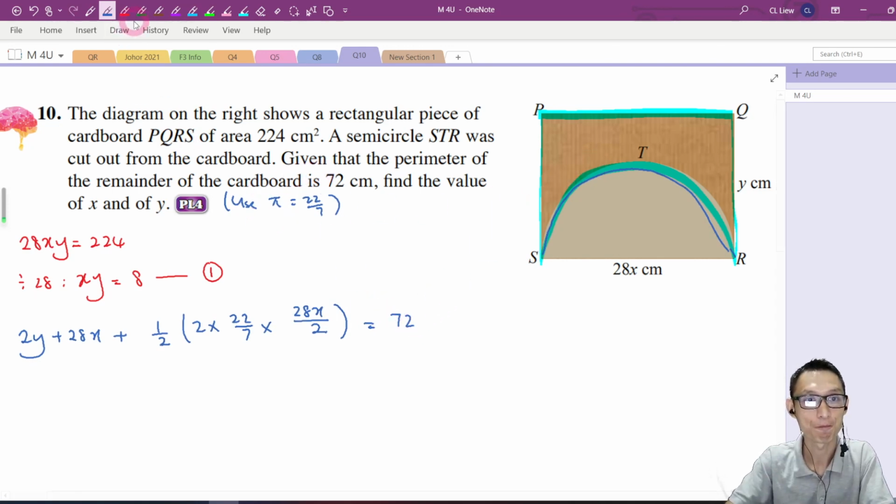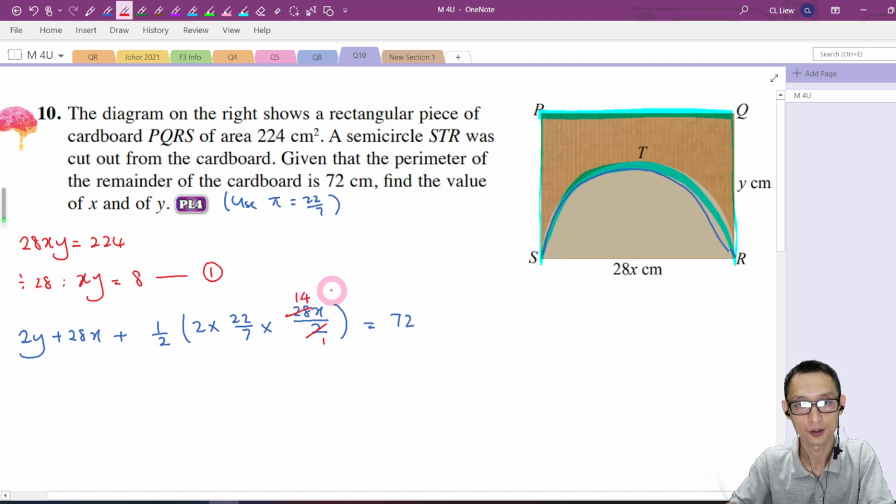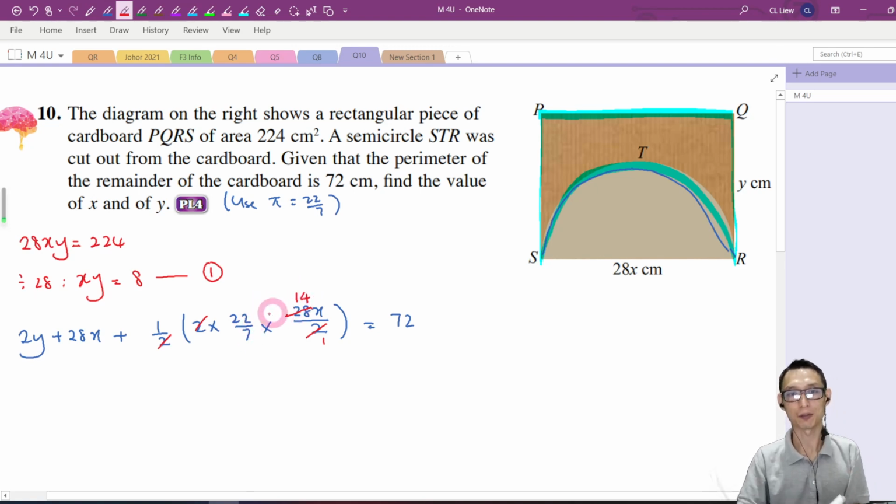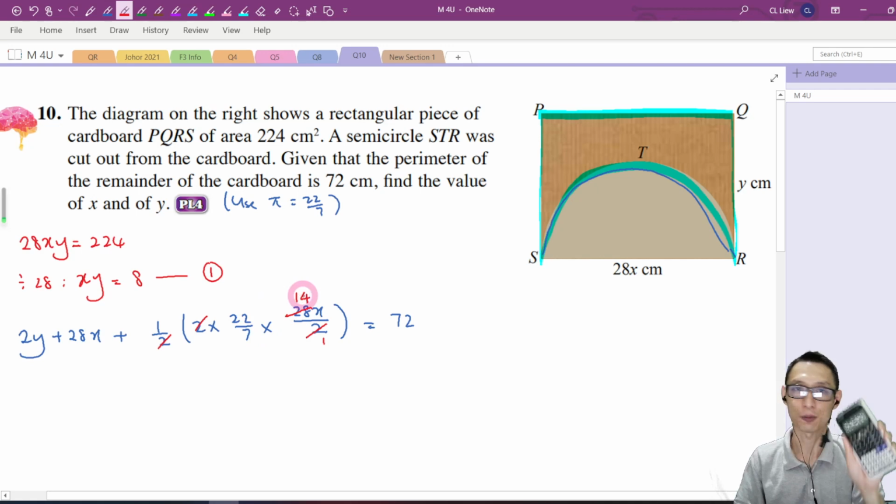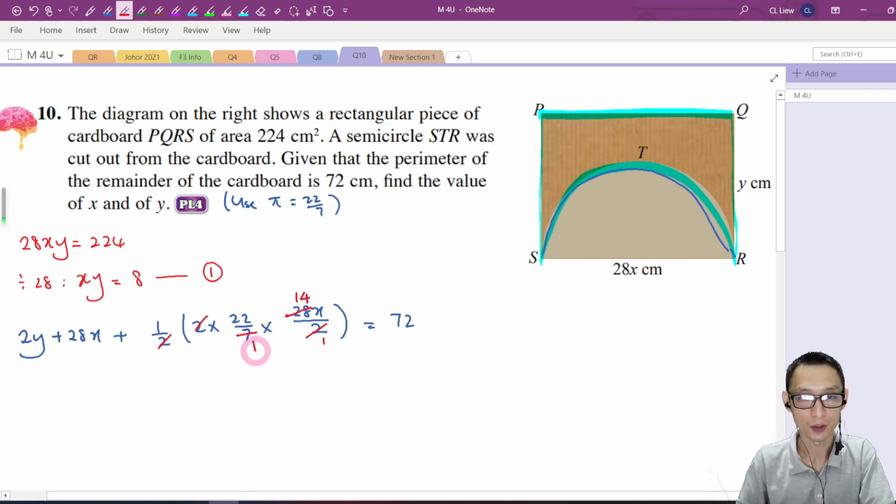Now, let me do some simplification here. The 2 and 2 here, you can simplify it, and 7 and 14. If you worry that you will make mistake by simplifying this way, you can just press your calculator. Divided by 7, divided by 7. If you cut here and there, you have to be careful. Don't miss out the x here.